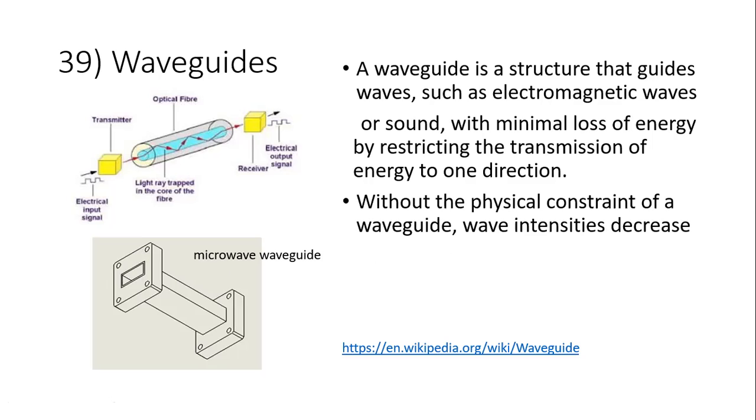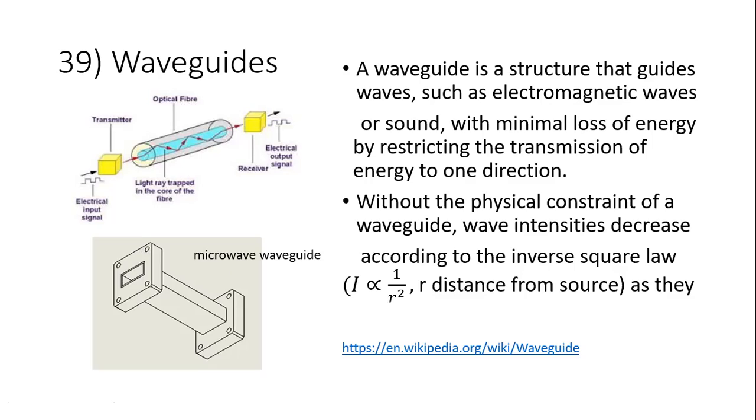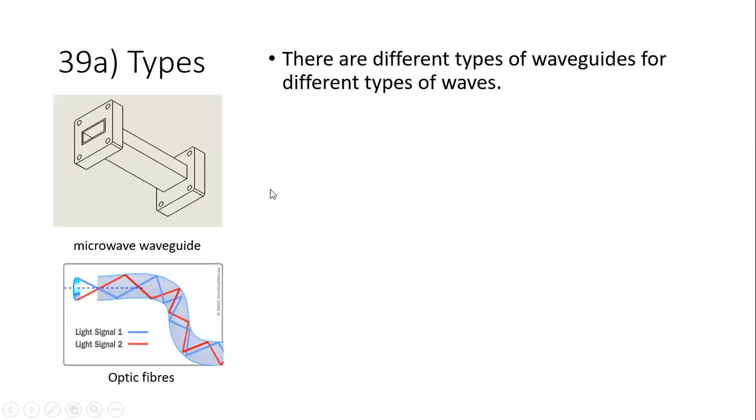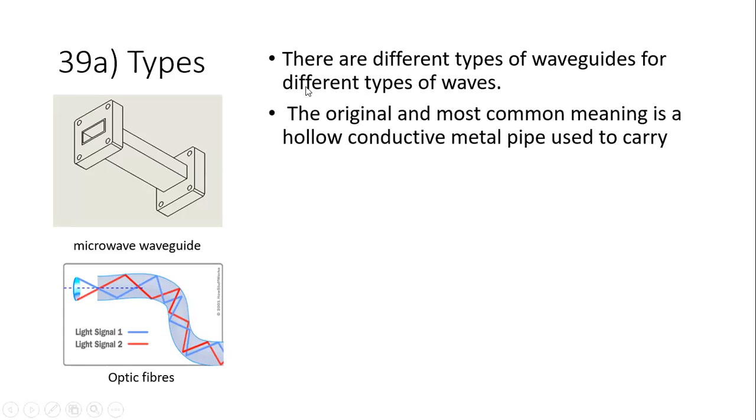Without physical constraint of waveguide, wave intensity decreases according to inverse square law. That means that as you go further and further away, the intensity becomes smaller and smaller, right? Or we call it inverse square law. R is the distance from the source as they spread out in 3 dimensions. But optical waveguide, we channel in one direction. There are different type of waveguide for different type of waves. We are not interested in that. We are interested in this one only.